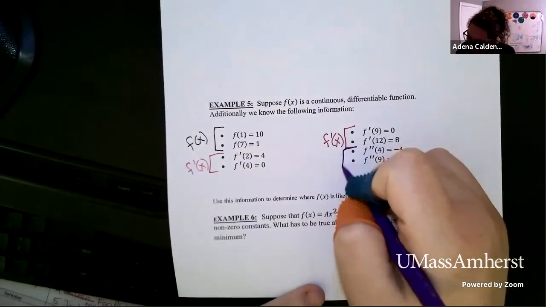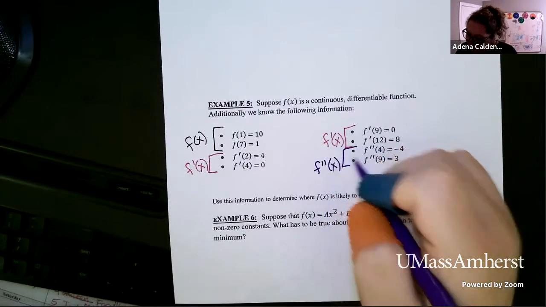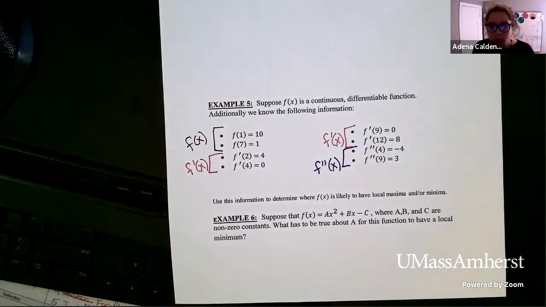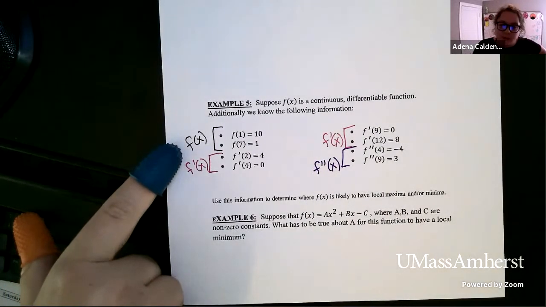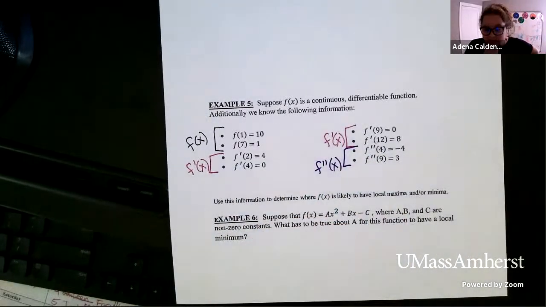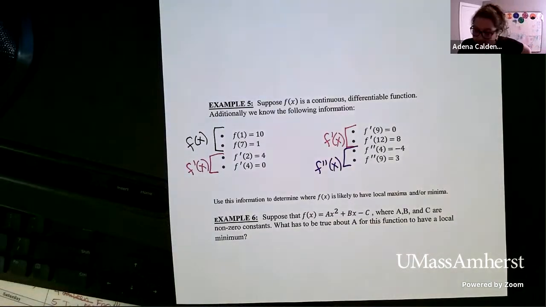All right. So starting with example number 5, let's think about the type of information we have. There's sort of 3 categories. We have some information about the original function, we have information about the derivative, and we have information about the second derivative. So we were asked to figure out if we could determine where we might have local maxes and mins.